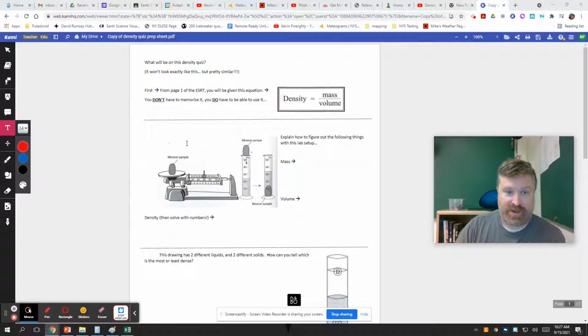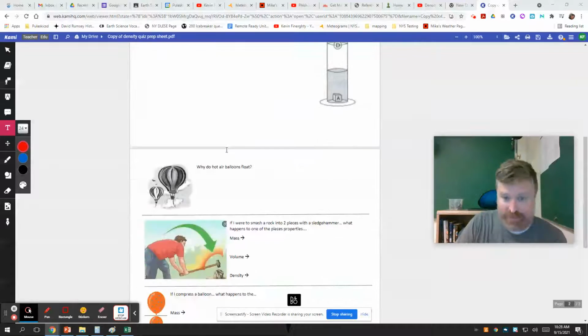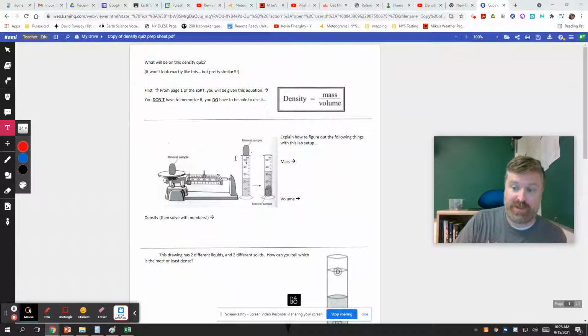So tomorrow's your density quiz. Congratulations, you've made it. Or maybe today if you're waiting to do this tomorrow. Thursday is your density quiz. Not going to exactly look like this sheet, but you should be pretty comfortable with what's on the sheet if you're going to make it. So first things first, this will be given to you. This is also on the front page of the reference tables. Always there for you anytime you need it.